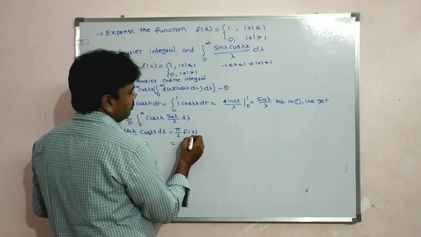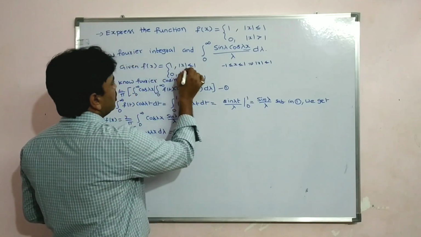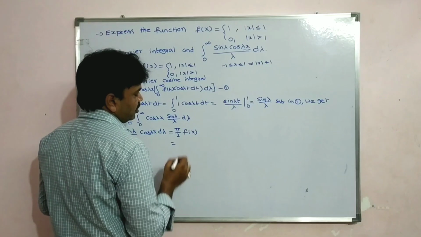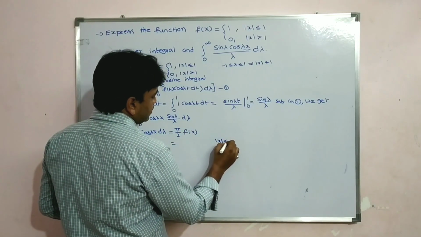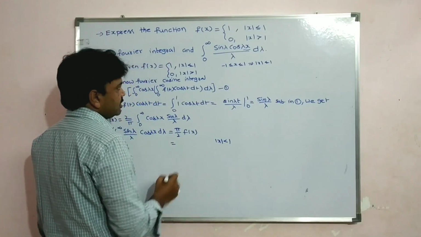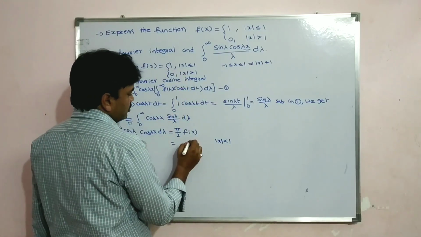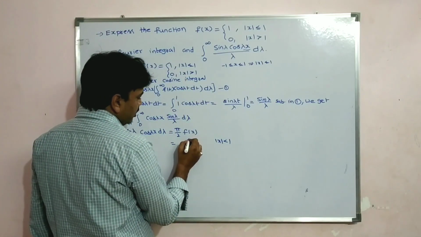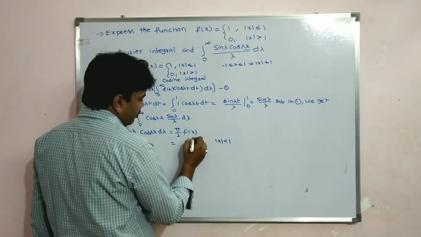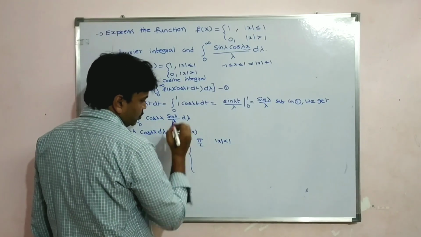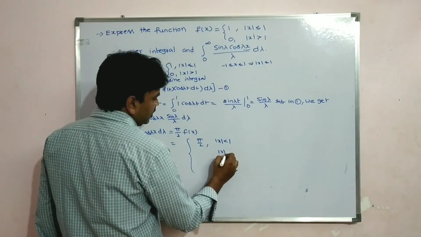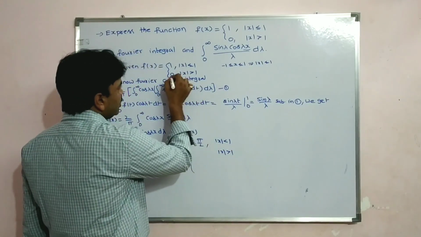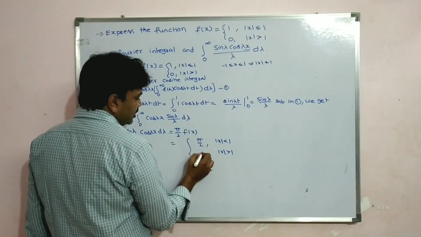See, students, what is f of x? Modulus x less than or equal to 1. So I want to take modulus x less than 1. What is the value, students? 1. So f of x value is 1, and 1 into pi by 2 is pi by 2. Now I take modulus x greater than 1. What is the value? 0. So 0 into pi by 2 is 0.